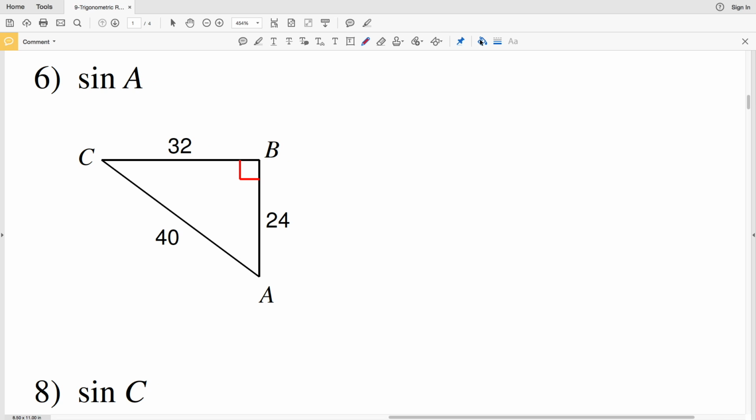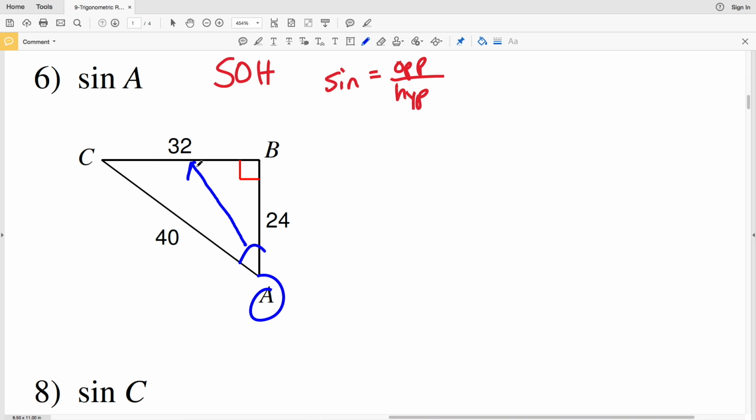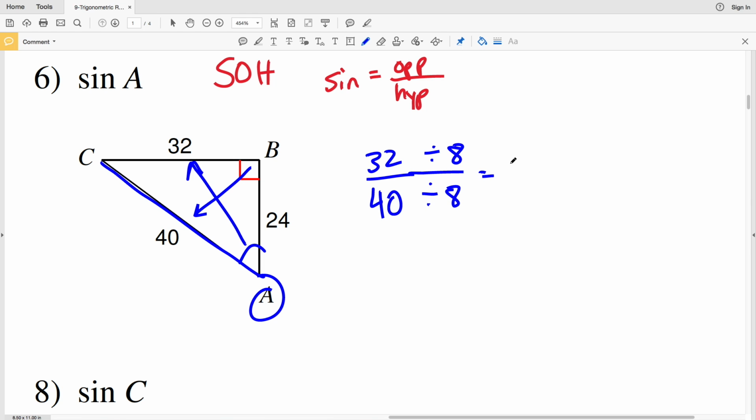In number 6, we're doing the sine of A. So SOH is sine. Sine equals opposite O over hypotenuse H. So A is here. Opposite A, we have CB of 32, and the hypotenuse, which is directly across or opposite the 90-degree angle, is AC of 40. Now both are divisible by 8, so if I divide 32 by 8 and 40 by 8, 32 divided by 8 is 4, and 40 divided by 8 is 5. So I'll get 4/5 in number 6.